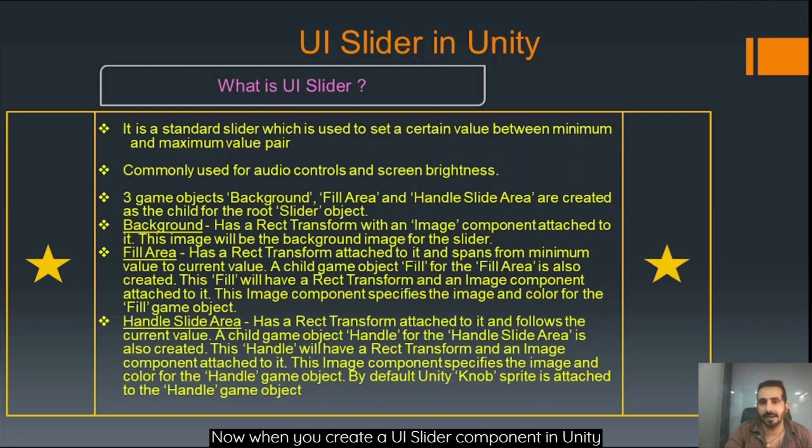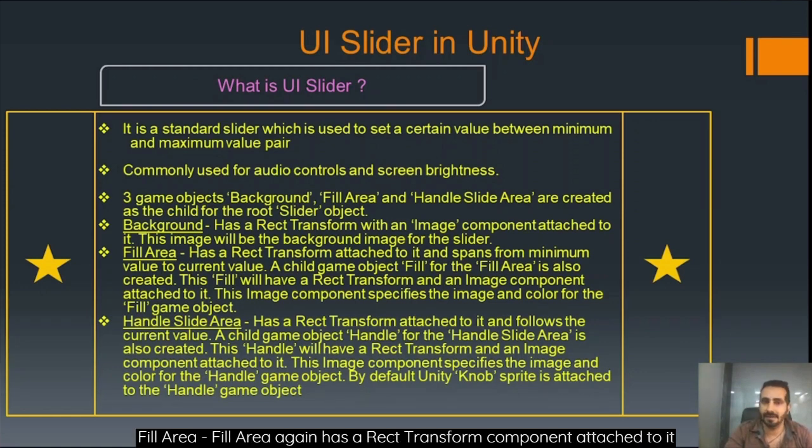Now, when you create a UI slider component in Unity, three game objects, background, fill area, and handle slide area, are also created automatically as a child for the root slider game object. What is background game object here? Background game object has a rect transform with an image component attached to it. This image will be the background image for the slider.